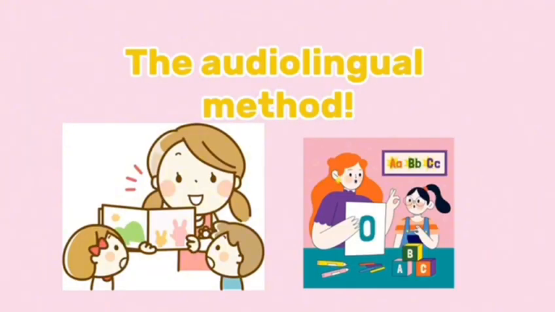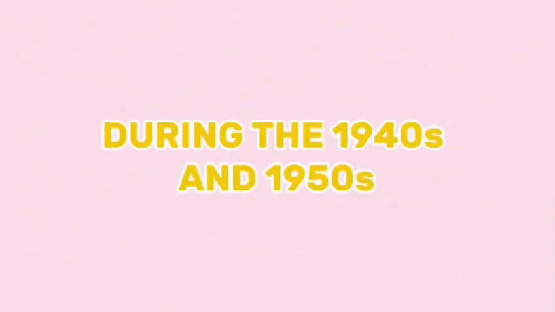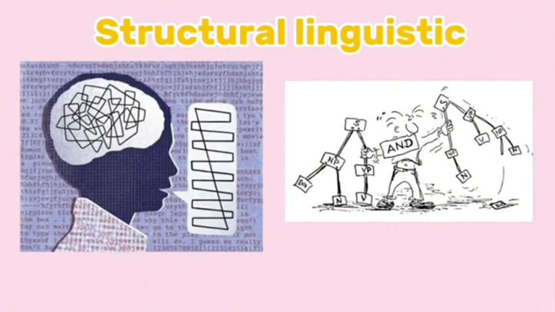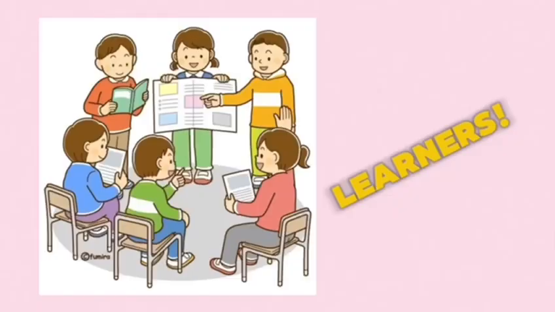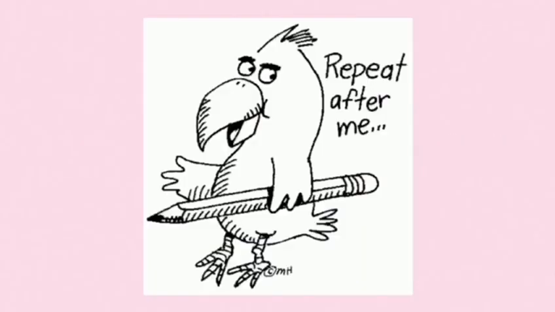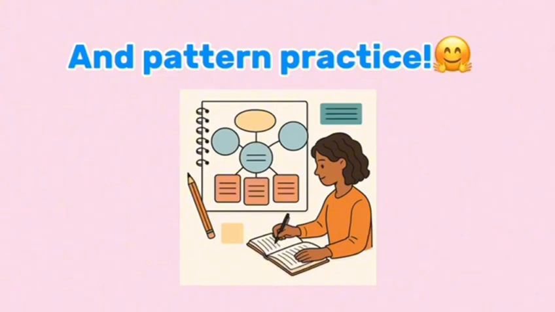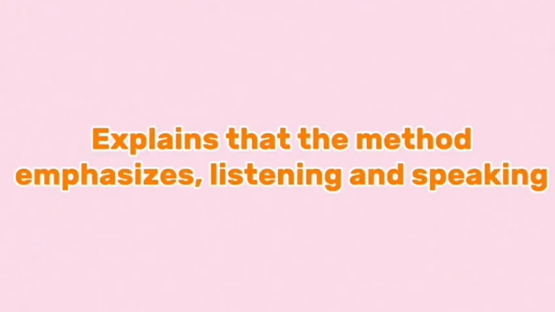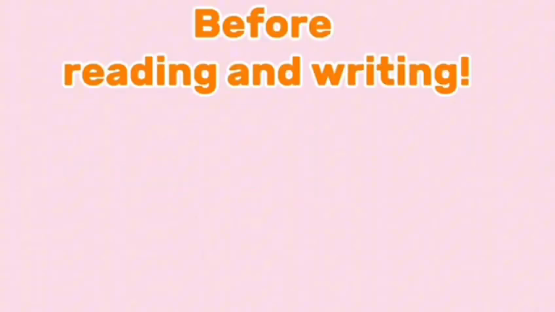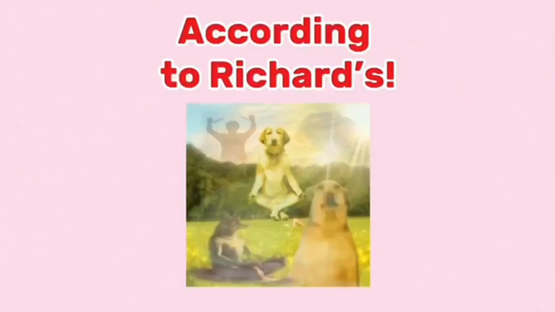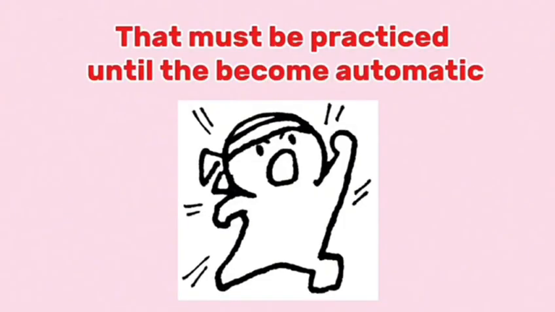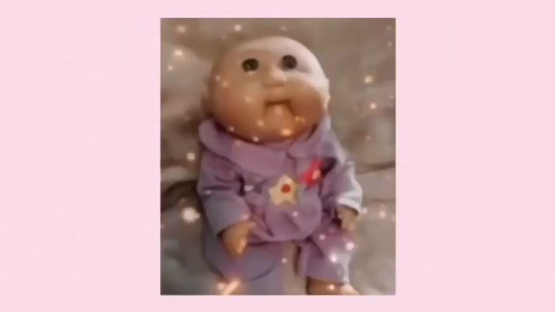The audiolingual method originated in the United States during the 1940s and 1950s, influenced by behaviorist psychology and structural linguistics. It was designed to help learners develop correct habits through constant repetition and pattern practice. Larsen-Freeman, again, explains that the method emphasizes listening and speaking before reading and writing. According to Richards, language is built as a system of structures that must be practiced until they become automatic.